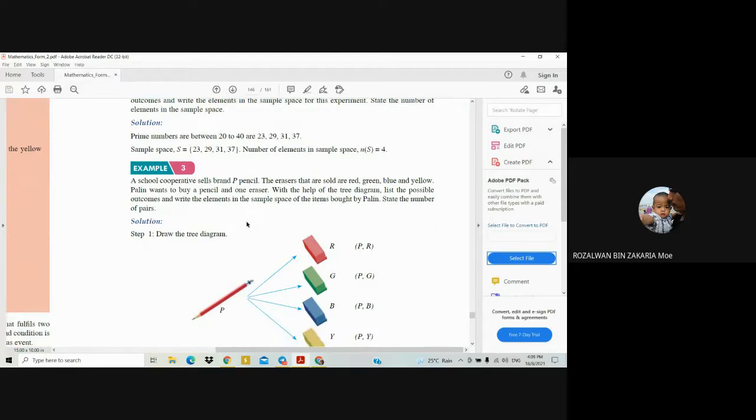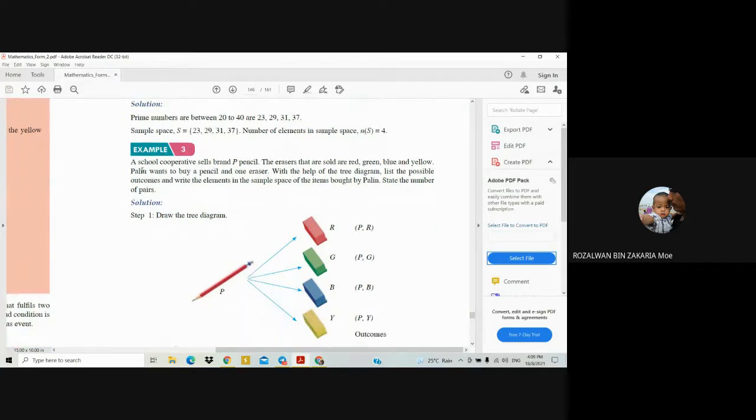Okay, next look at example 3. A school cooperative sells brand P pencils. The erasers that are sold are red, green, blue, and yellow. Paling wants to buy one pencil and one eraser. With the help of a tree diagram, list the possible outcomes and write the elements in the sample space of the items bought by Paling. State the number of pairs.